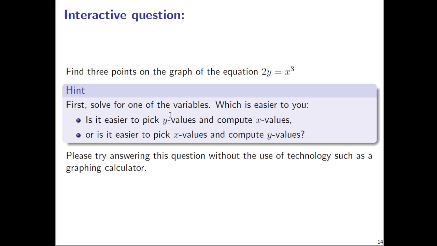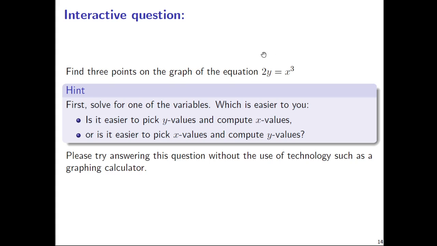Okay, interactive question. Find 3 points on the graph of the equation 2y equals x cubed. As a hint, first solve for one of the variables. Which one is easier? Is it easier to pick y values and then compute x values, or is it easier to pick x values and then compute y values? Think about what might be the easier task to do without using technology.